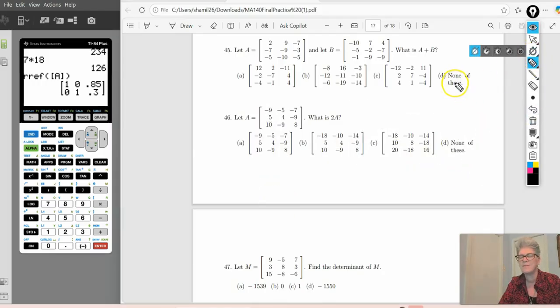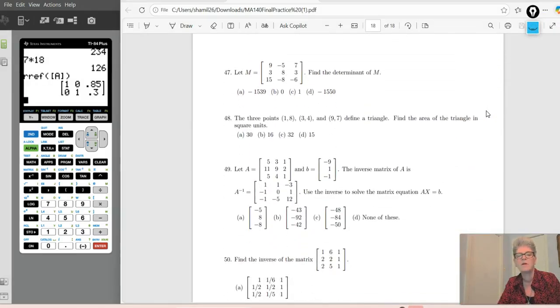Now, fair enough, they write "none of these." They don't say it doesn't exist. Personal experience, because I've been teaching at this university for like 20 years, they write "none of these" to cover themselves in case there's a typo.